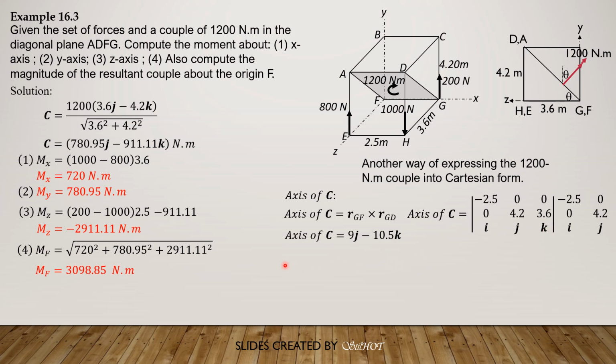So the couple is now equal to its magnitude times the unit vector of its axis. So 9j minus 10.5k over square root of 9 squared plus 10.5 squared, times the magnitude of the couple. If you simplify that, this is the same as this couple representation. But these are the answers. I'm just showing you another way of expressing that couple into rectangular form. So that's it. I hope that it's clear here.